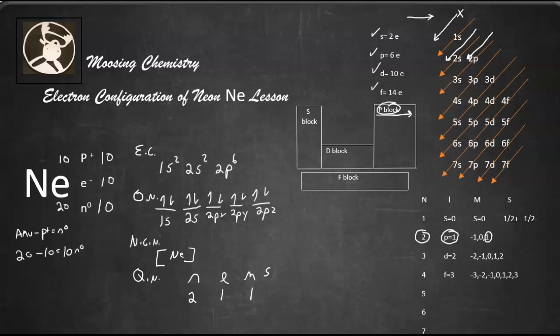And now let's look at our last arrow. That's really, really important right here. That arrow is going down. So our spin number is going to be negative 1/2. So we're going to write down negative 1/2.